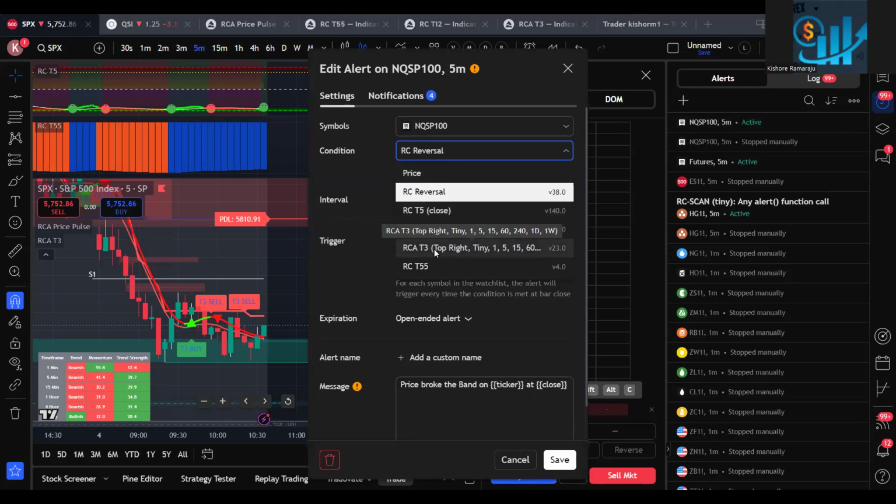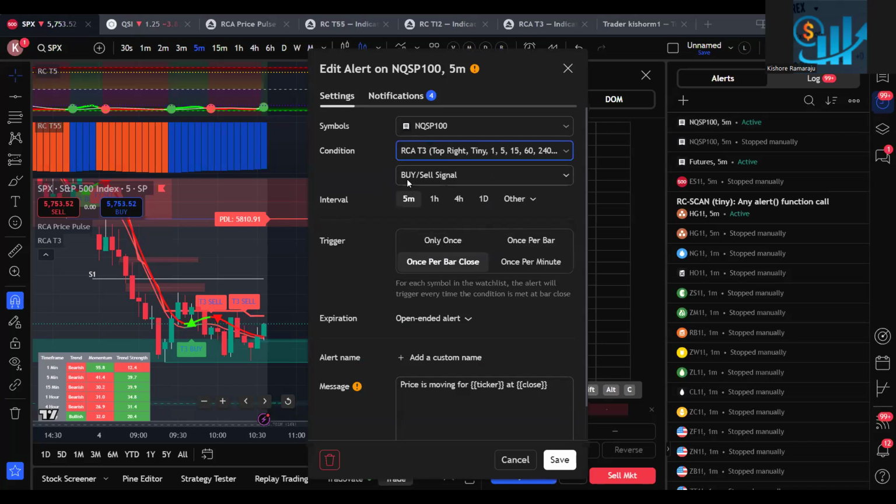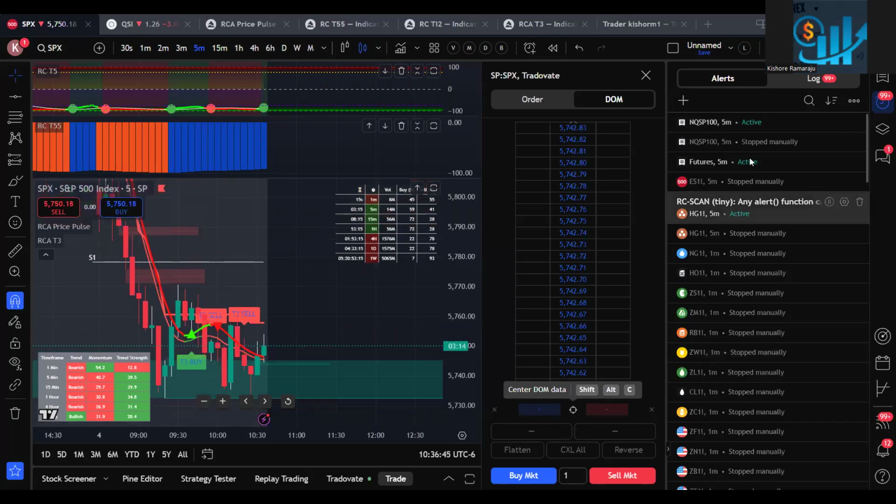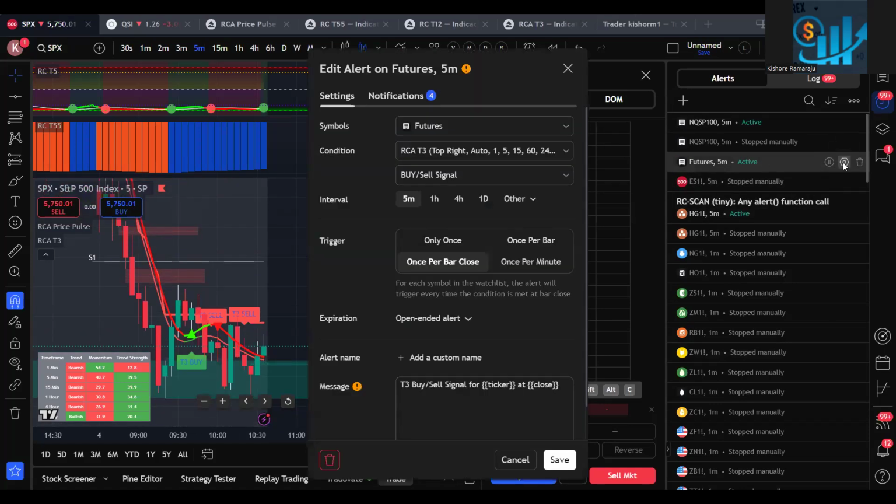So I can create an alert on price pulse or T3. For today, I'll explain T3. And then I'm saying whenever there is a buy or sell from T3, let me know. Give me a notification, because you cannot keep on watching hundreds of charts one by one. So whenever there is a buy or sell, you will receive a notification. Here I'll change it to maybe reversal.